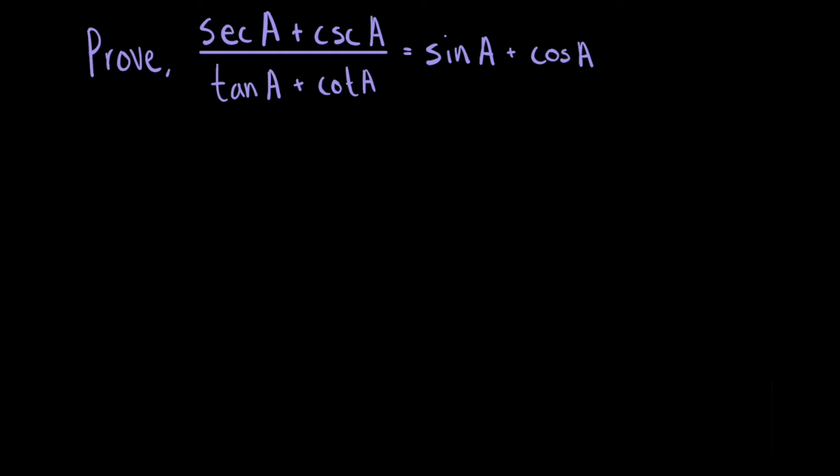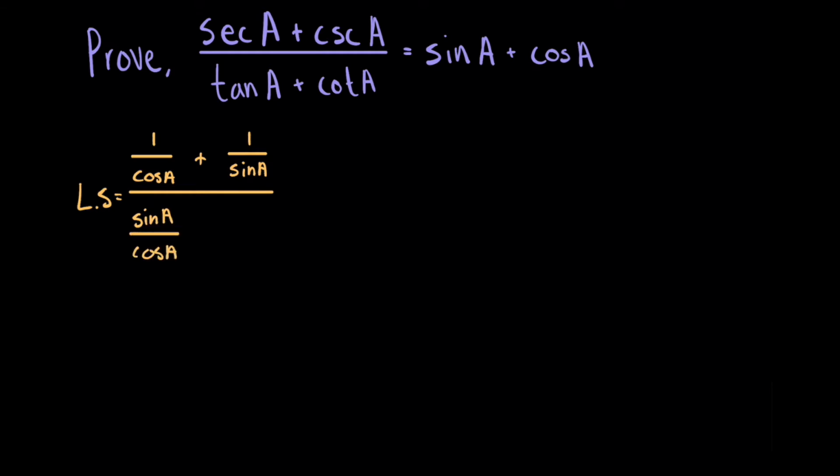We have that the left-hand side is equal to secant A, which is 1 over cosine A, plus cosecant A, and cosecant is 1 over sine A, all over tangent A, and tangent is sine over cosine, plus cotangent, and cotangent is cosine over sine. All right, great. So we reduced everything into terms of just sine and cosine.